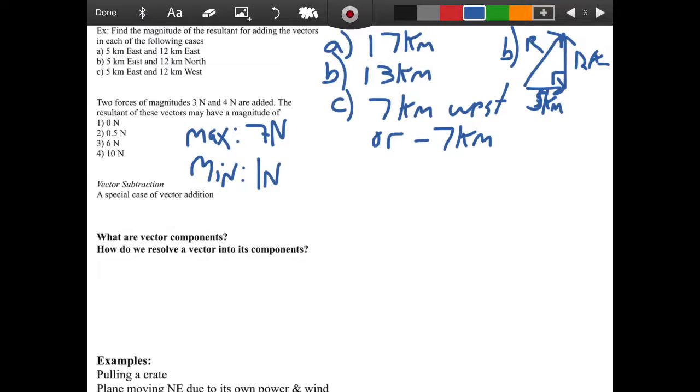So it says the resultant of these vectors may have a magnitude of. So my answer has to fall between 1 and 7. So we can cross off 0, we can cross off this. Definitely can be 6, but it can't be 10.